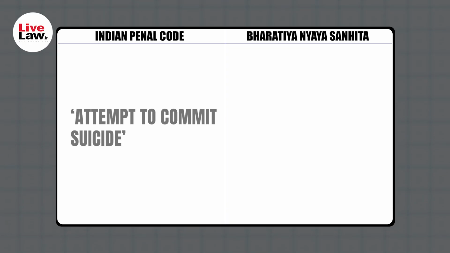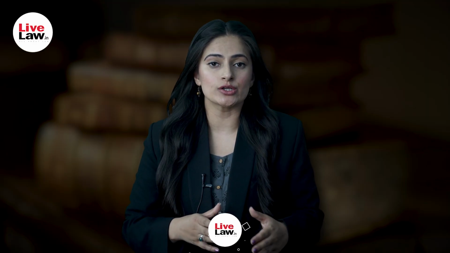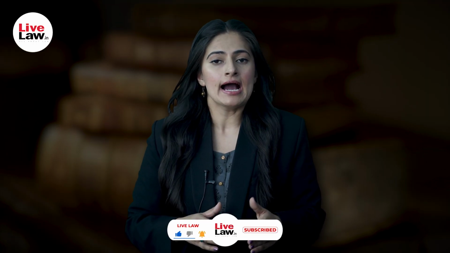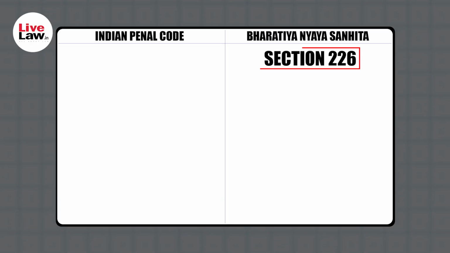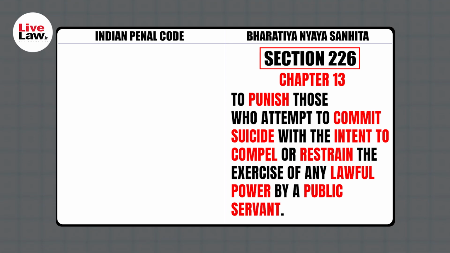The offence of attempt to commit suicide has been deleted in the BNS. This brings the law in line with the Mental Healthcare Act of 2017. However, a new section, that is 226, has been added in the BNS Chapter 13 to punish those who attempt to commit suicide with the intent to compel or restrain the exercise of any lawful power by a public servant.